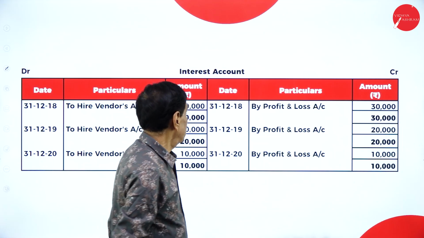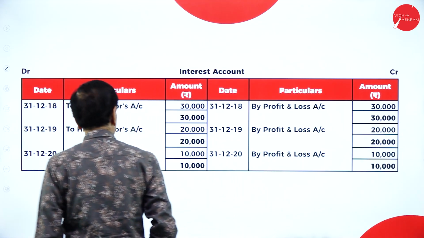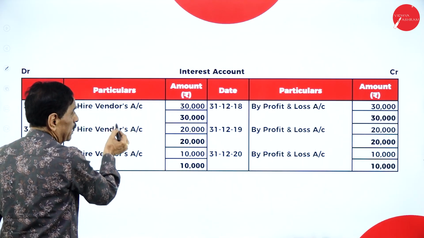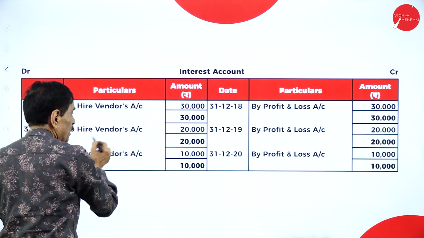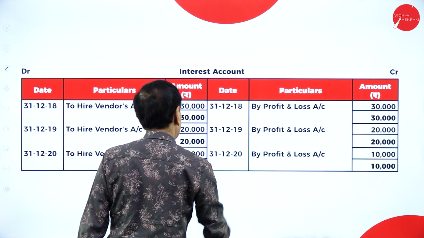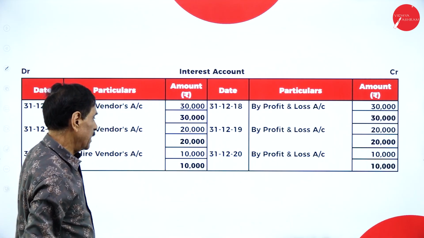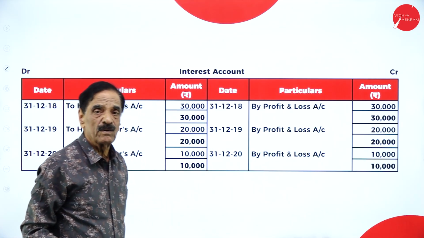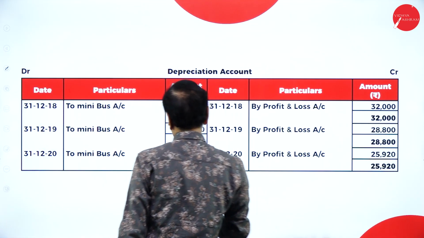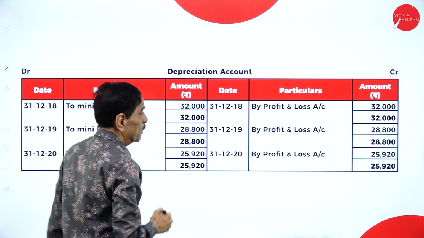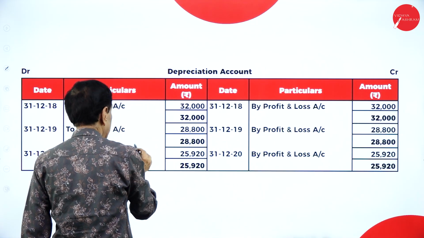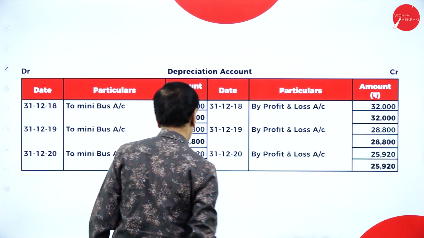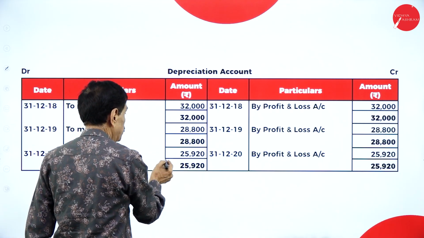Then the transfer entries. Interest account to hire vendor account, by profit and loss account. Interest to hire vendor to profit and loss account. Transfer entry. Then depreciation to minibus account, first year 32,000, transferred to profit and loss account. Depreciation to minibus account, transfer to P&L account.